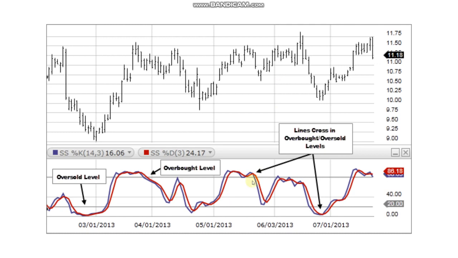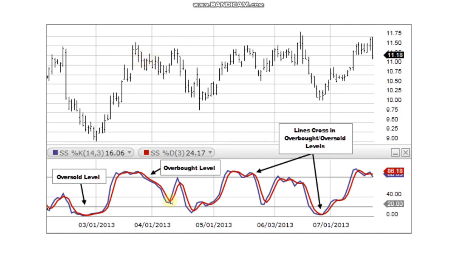So this is how a stochastic indicator looks like. This is the bar chart, and this is the stochastic indicator. So these two lines, when they touch the oversold zone here, and after hitting the oversold zone, they started going up. And you can see on the chart that yes, market started also going up. And when the stochastic was in overbought territory, it started going down.